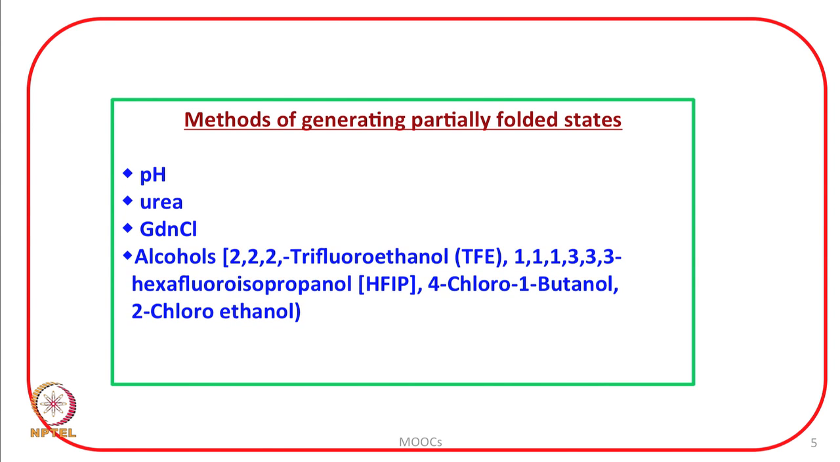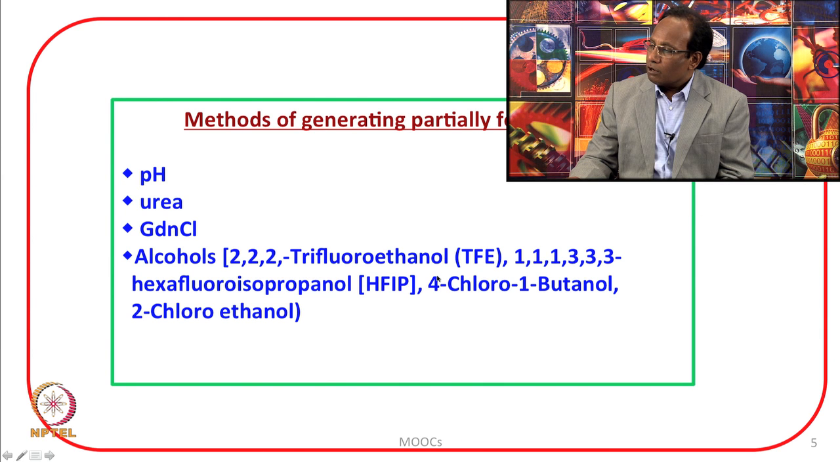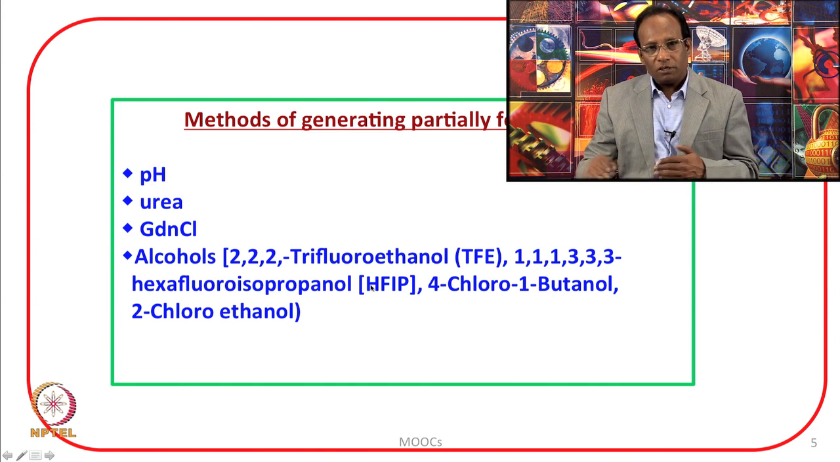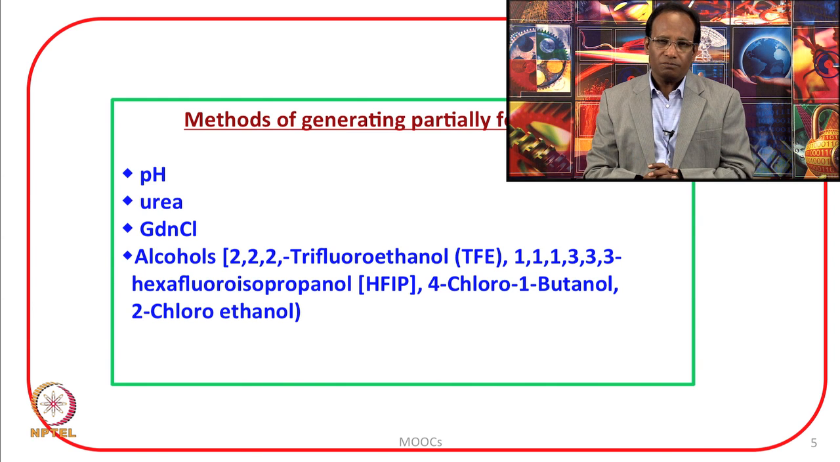Literature search suggests that there are several alcohols. For example, TFE, 2,2,2-trifluoroethanol, or 1,1,1,3,3,3-hexafluoroisopropanol, which is abbreviated as HFIP. These two have been extensively used in literature to generate the molten globule like structure.